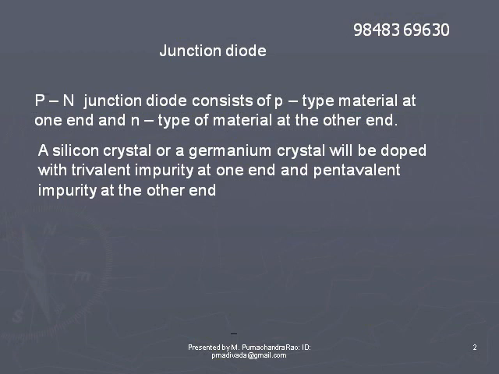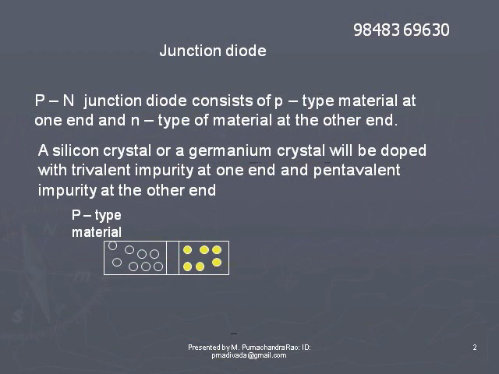A silicon crystal or a germanium crystal will be doped with a trivalent impurity at one end and a pentavalent impurity at the other end. Such a crystal is called a junction diode. So, a junction diode can be made with silicon crystal or with germanium crystal. It will be doped with trivalent impurity as well as with pentavalent impurity. At one end, it will be doped with trivalent impurity. At another end, it will be doped with pentavalent impurity.